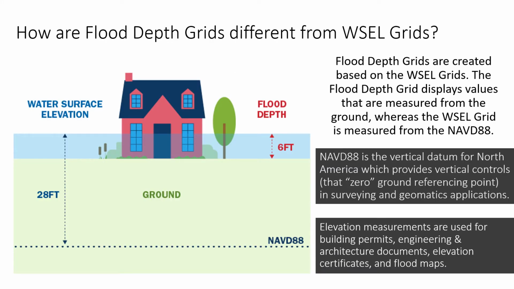Flood depth grids are created based on the WSEL grid. The flood depth grid displays values that are measured from the ground, whereas the WSEL grid is measured from the NAVD88. NAVD88 is the fixed zero elevation for North America. Elevation measurements shown in depth grids can be used for building permits, engineering and architectural documents, elevation certificates, and flood maps.